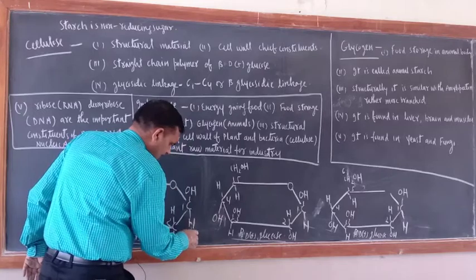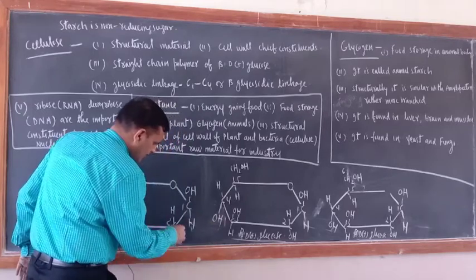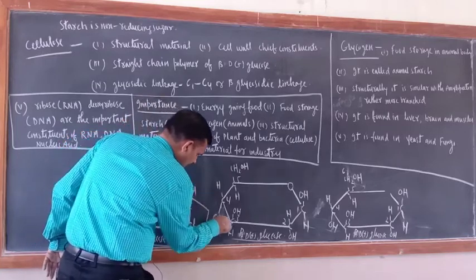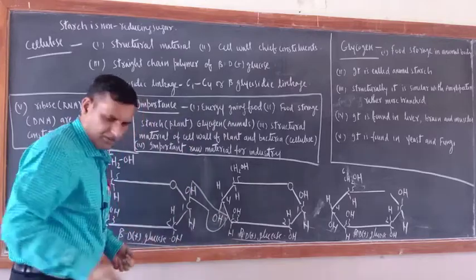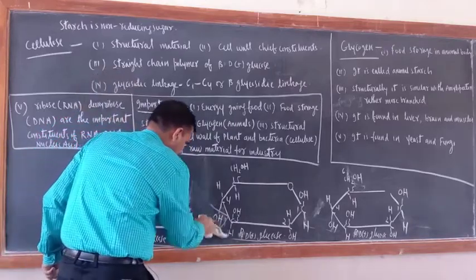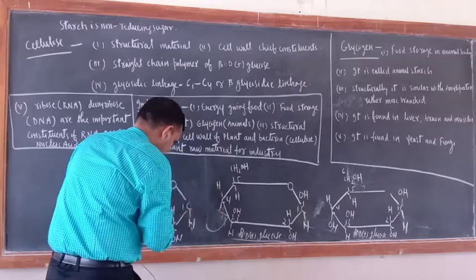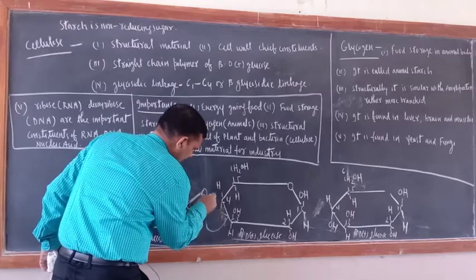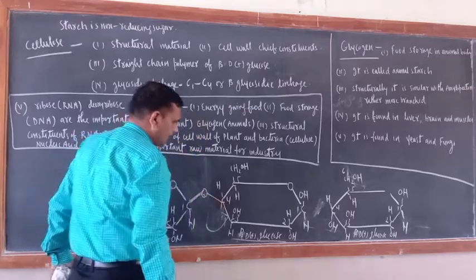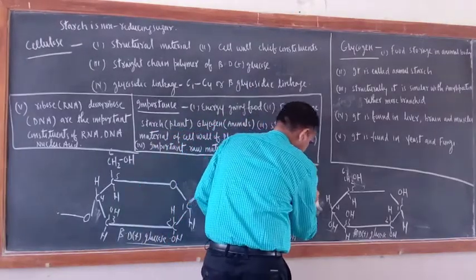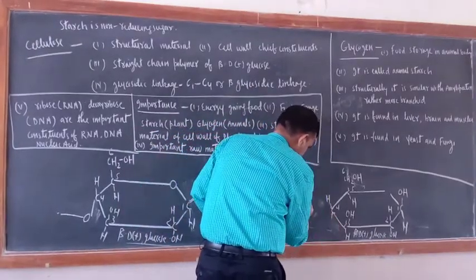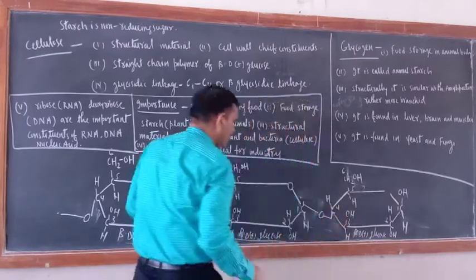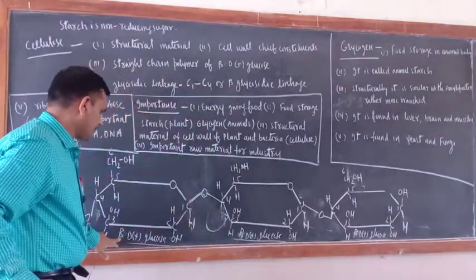OH of this one and H of this one, just remove. So here what would be there? Just see, OH, H and OH, remove, condensation. So here what would be there? It would be like that, glycosidic linkage. Just see, O, this is glycosidic linkage, C1C4. Here also C1C4. Correct? This is C1 and this is C4. Beta glycosidic linkage.